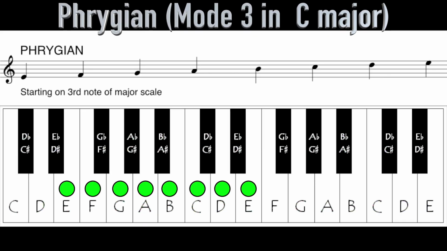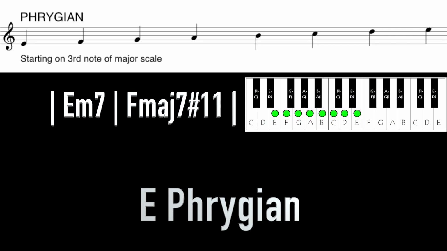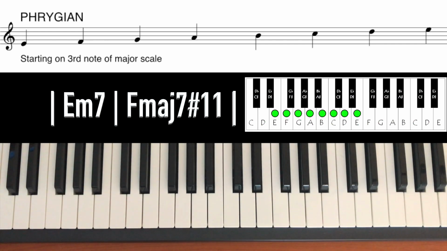Phrygian is the third mode in the major scale and it starts from the third degree, which is E, and ends with E. You can choose the Phrygian mode to use if a minor chord goes a semitone up to a major chord. In this example, I used E minor 7 and F major 7 sharp 11. Listen to the Phrygian mode example.